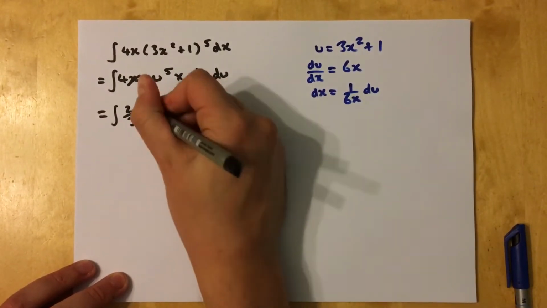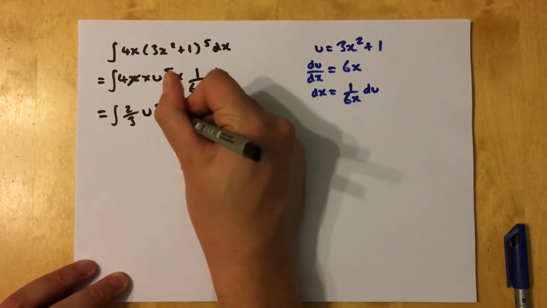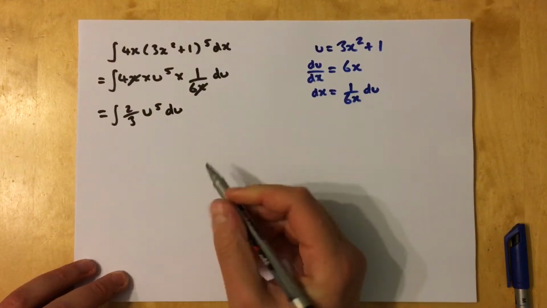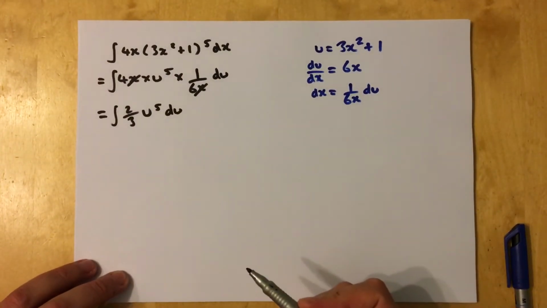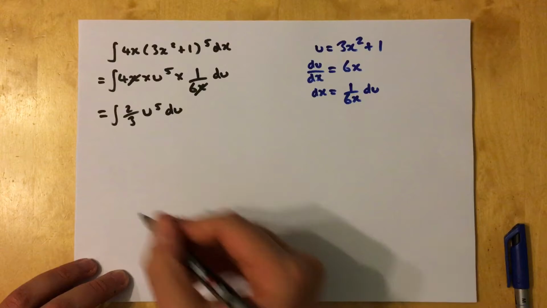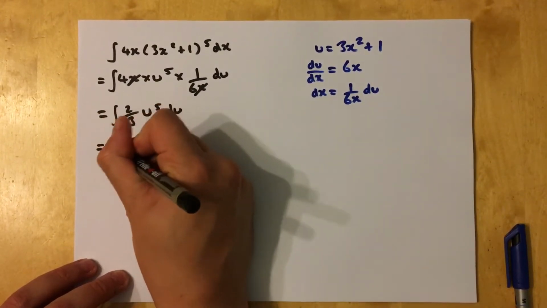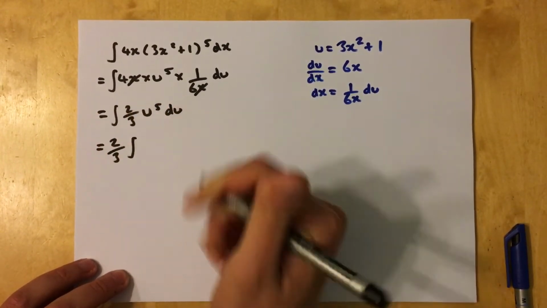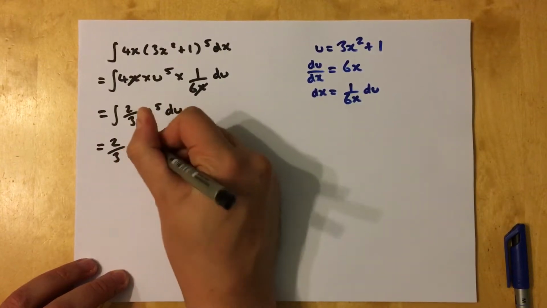And we still have the u to the power of 5 du. So now we end up with something that is far easier to integrate. It's just a simple polynomial. So I can pull that 2/3 out to the front if I want to get that out of the way, because it's a factor of the whole function.